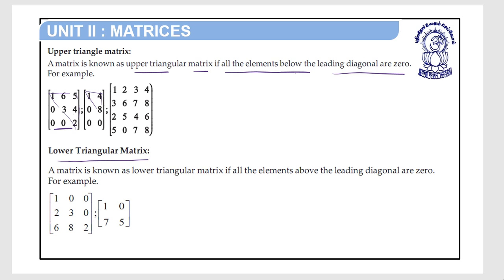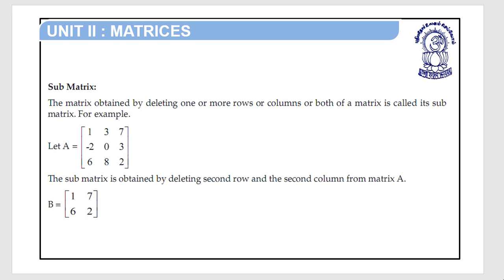Lower triangular matrix. A matrix is known as the lower triangular matrix if all the elements above the leading diagonal are 0. This is called lower triangular matrix. Now move to the next.